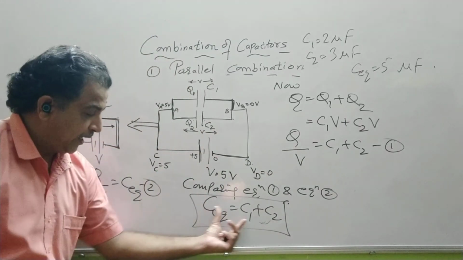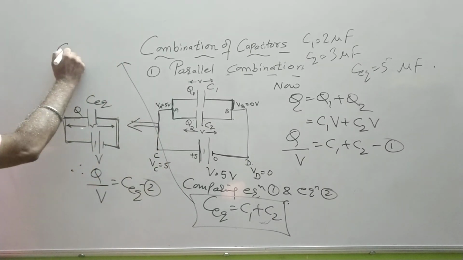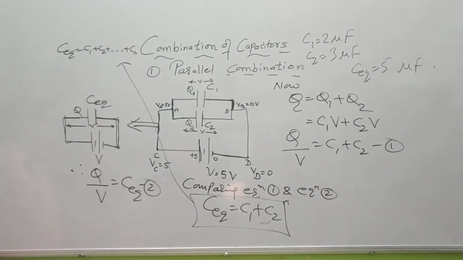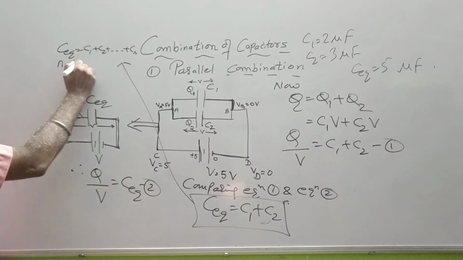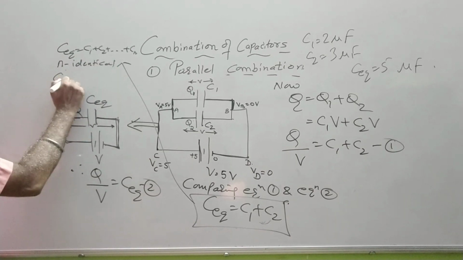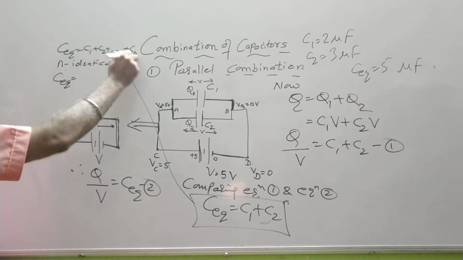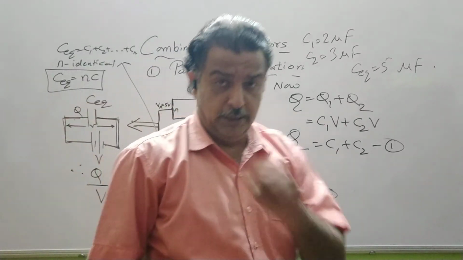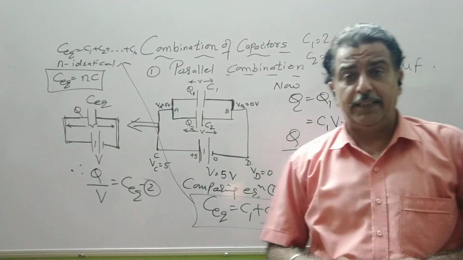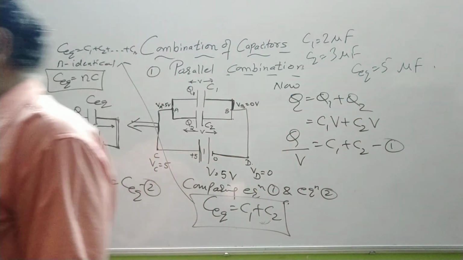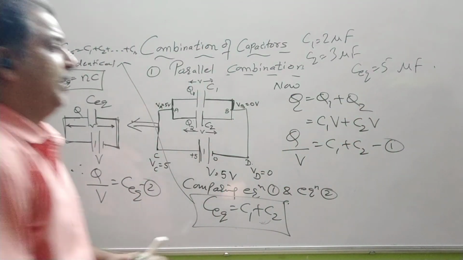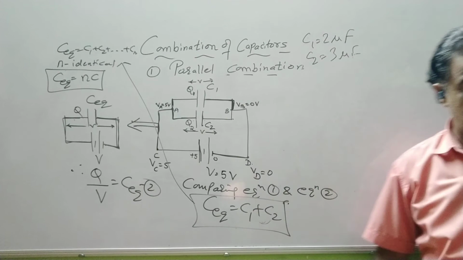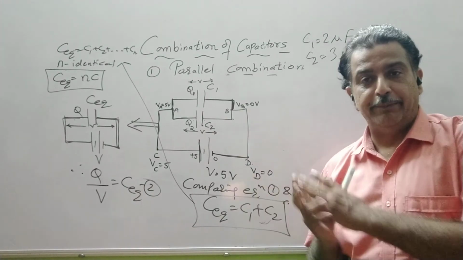Again, if there are n capacitors connected in parallel, C equivalent becomes C1 plus C2 plus and so on plus Cn. And if there are n identical capacitors, C equivalent becomes C plus C plus C plus C, that becomes nC. So there you were having C by n value, here we have n into C. So in parallel combination the equivalent is maximum, and in series combination the equivalent is minimum.